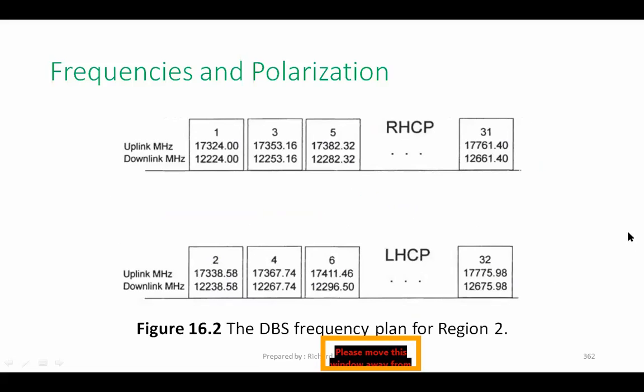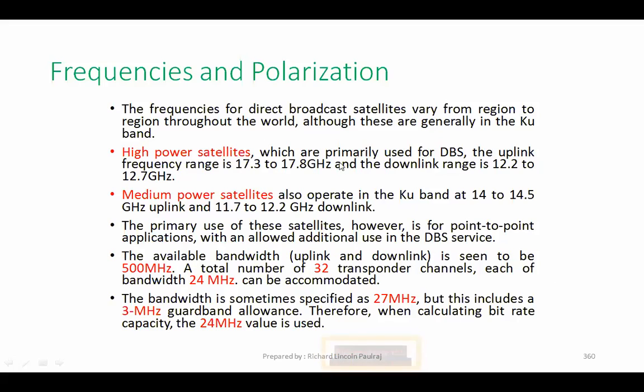downlink. Now, if you can see these ranges, you can easily get to know that these are actually high power satellites because it's having about 17 gigahertz. Okay, so if you can see these ranges, 17 gigahertz is only for high power satellites. For medium power, it's about 14 to 14 and a half. Okay, right.